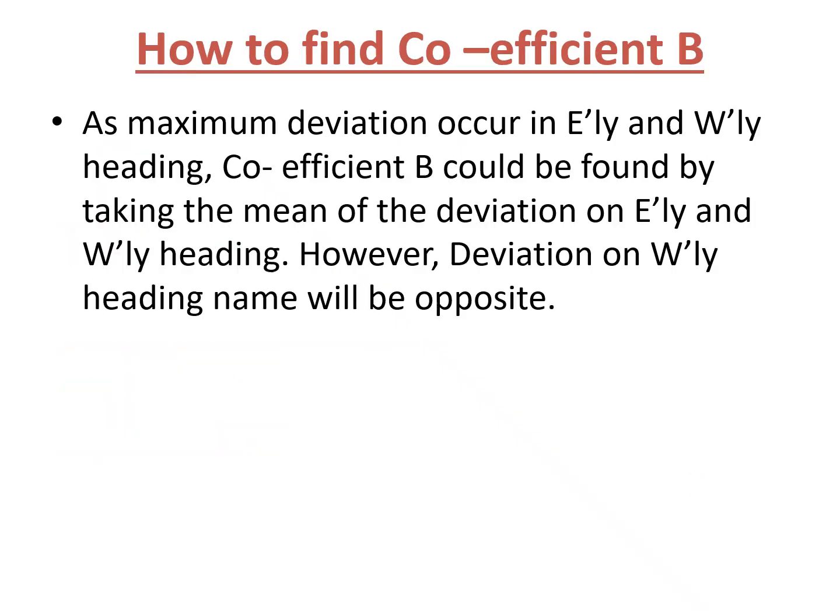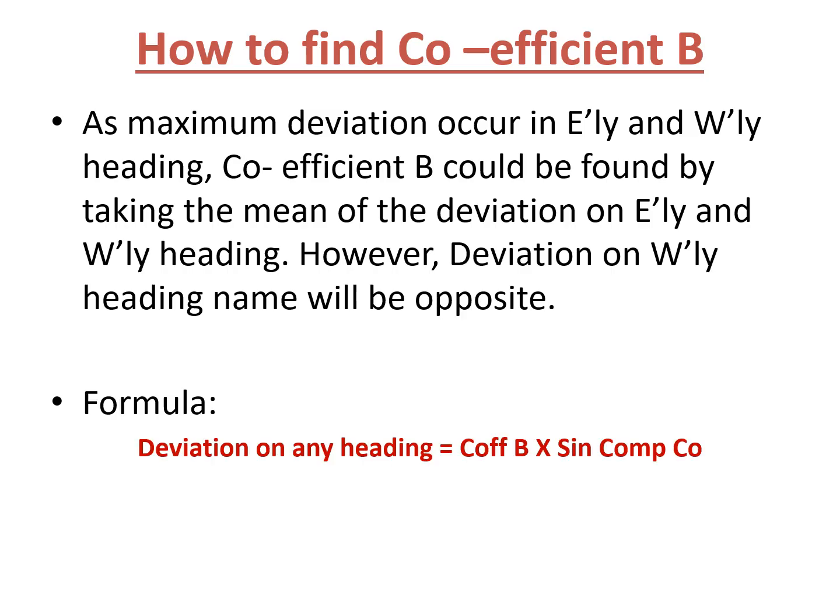How to find this coefficient B? As maximum deviation occurs in easterly and westerly headings, coefficient B could be found by taking the mean of the deviation on easterly and westerly headings. However, the deviation name on the westerly heading will be opposite. How to do that, we'll see later on and in the numericals, right? Don't worry about that, I'm just giving a heads up, right? And the formula for that one: deviation on any heading is equal to coefficient B multiplied by sine compass course, right? Again, we'll solve this slide in the numericals, don't worry, right?